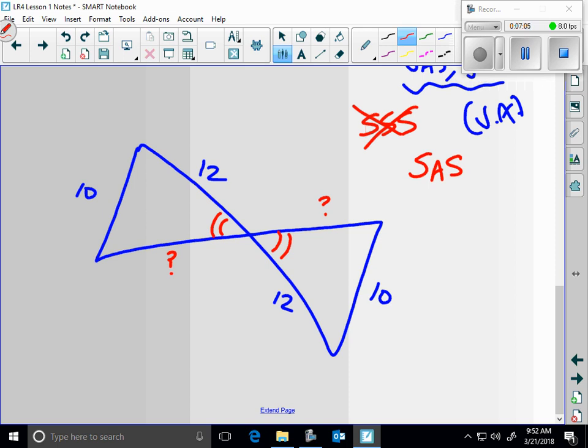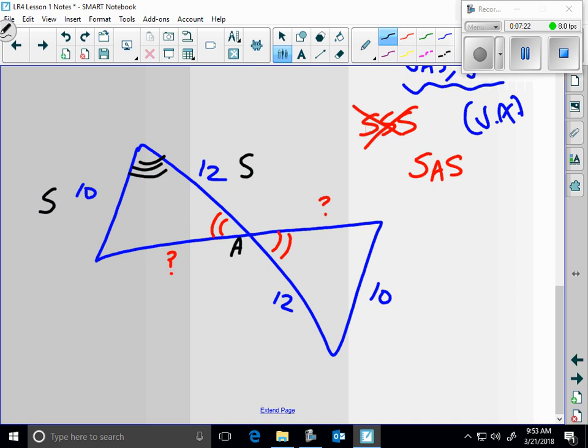What do you mean, no? Well, I have a side and a side, and then I have an angle. I don't have the angle between the two sides. I don't have the included angle. Therefore, we don't know for sure if those would be congruent.